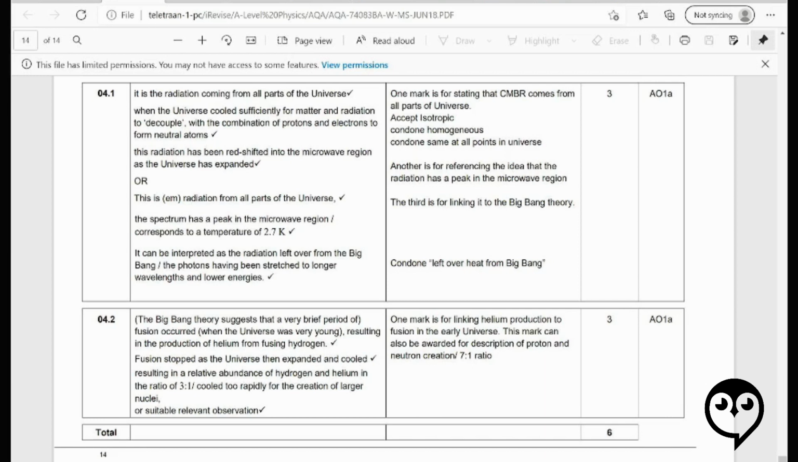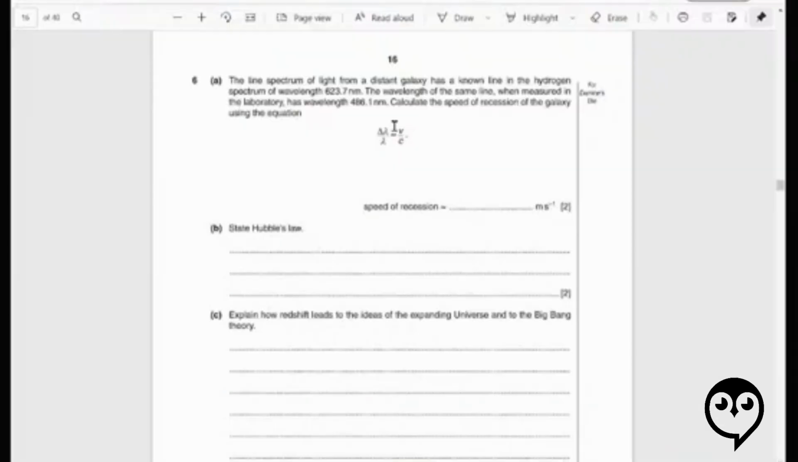Cool. Yeah. Okay. I've never heard this argument before. That's kind of a new one, so I hope that makes sense to you, and I hope you can get those marks. Okay, and here we've got a paper 3 from Cambridge Pre-U.